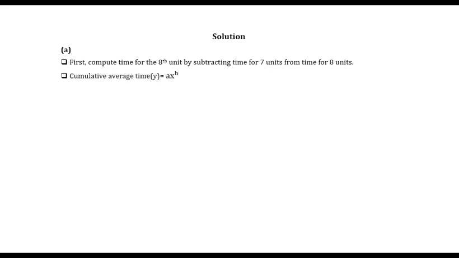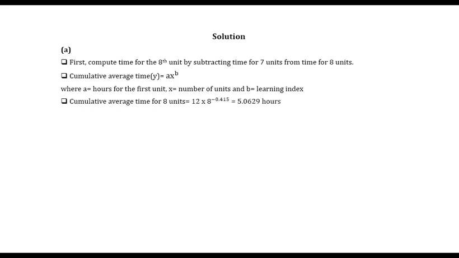So here, solution. First of all, we have to compute the time taken for the 8th unit, because we have been told in the question that it is the unit that will be used to compute our labor cost. So compute the time for the 8th unit by subtracting total time for 7 units from total time for 8 units. The cumulative average time for a unit is given by AX power B, where A stands for hours for the first unit, X the number of units, and B the learning index, which we are given.